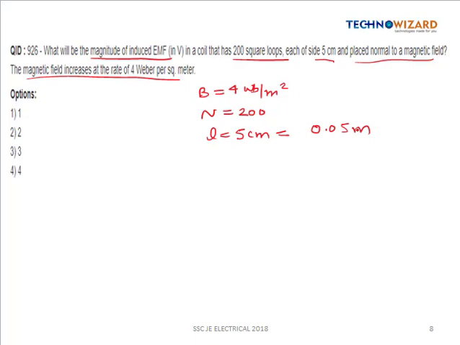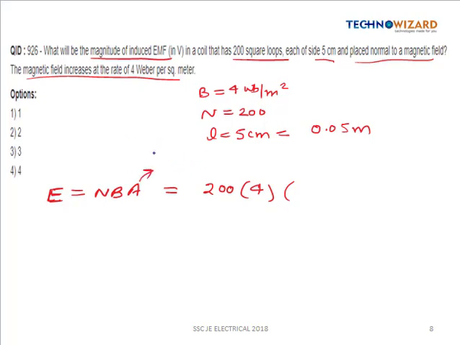So now the induced EMF formula is given by NBA. So this is the formula for the induced EMF. We know everything, so let us substitute. Number of turns is 200, B is 4, and this will be equal to area. This is a square loop and we have the length, so the area of a square is L square.